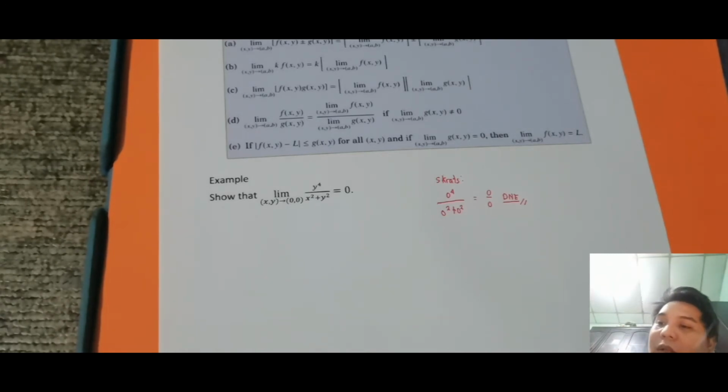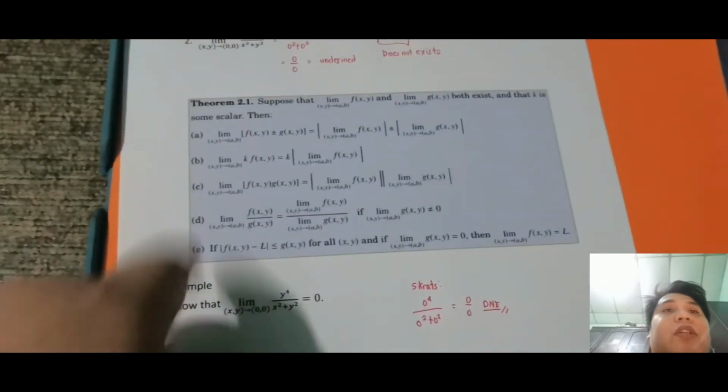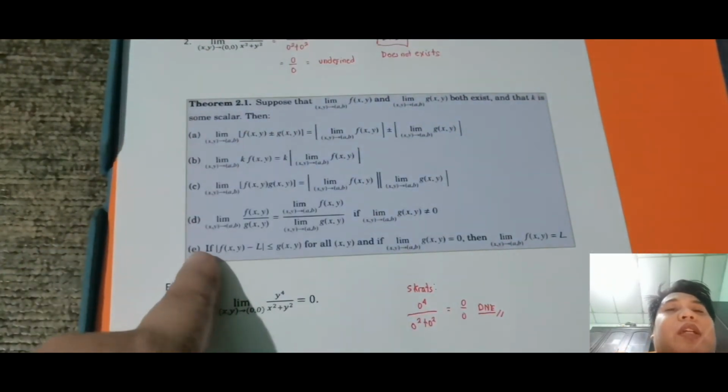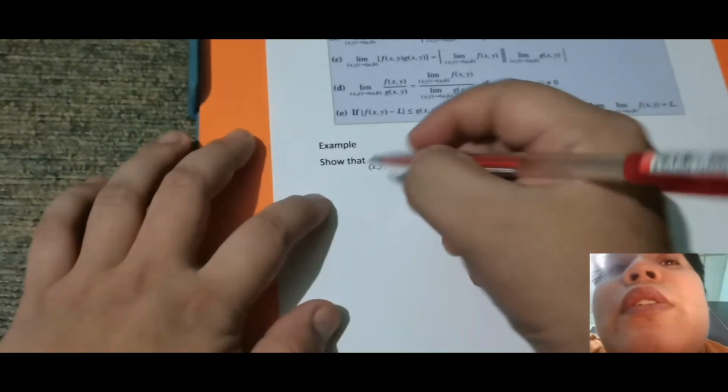Okay, so check natin paano natin siya hahanapin. Okay, so ngayon anong goal natin? Ang goal natin is gagamitin natin yung theorem 2.1e. So through the use of theorem 2.1e. So sabi, if the absolute value of f of x comma y minus L, okay, minus L. So again, yung f of x comma y natin dito, no? So ito yung proof.